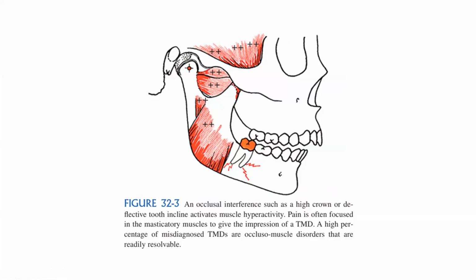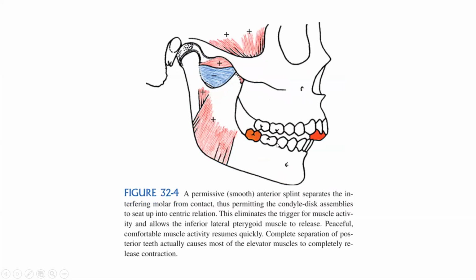So when there is occlusal interference in the posterior region, there is also parafunctional activity of the muscle. In such a condition, when the permissive splint, that is the anterior deprogramming splint, is given, the posterior bite will be raised, and it will help prevent the interferences in the posterior region and help to improve the function of the joint.